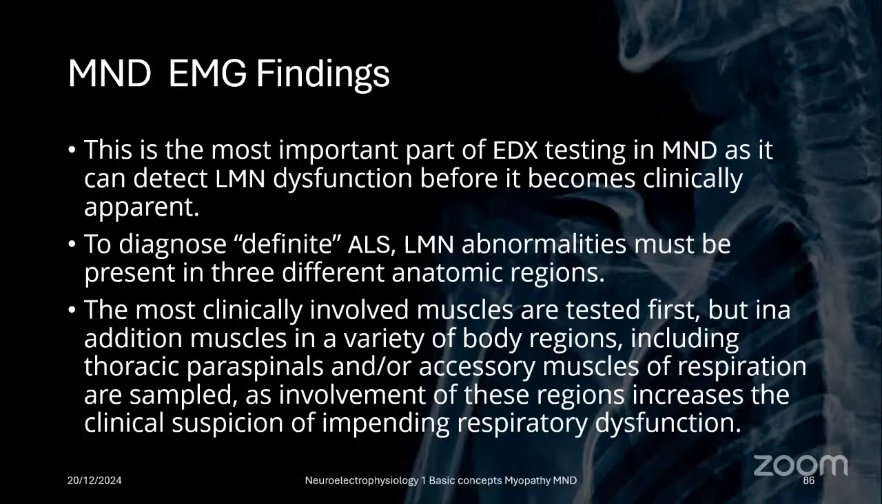EMG is the most important part of MND evaluation. It can detect lower motor neuron dysfunction before it becomes clinically apparent. To diagnose definite ALS, lower motor neuron abnormalities must be present in 3 different anatomic regions: either thoracic, the limb muscles, and bulbar muscles. The most clinically involved muscles are tested first. But in addition, muscles in a variety of body regions, including thoracic paraspinals and accessory muscles of respiration, are sampled. Involvement of these regions increases the clinical suspicion of impending respiratory dysfunction. Accessory muscles means sternocleidomastoid, intercostals.